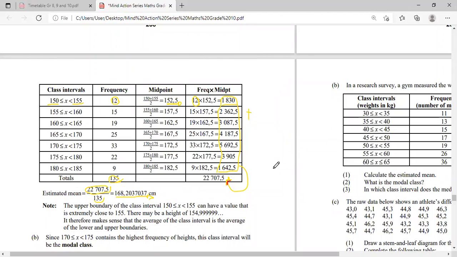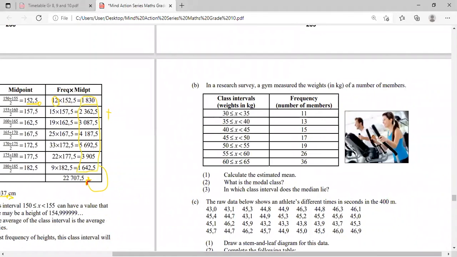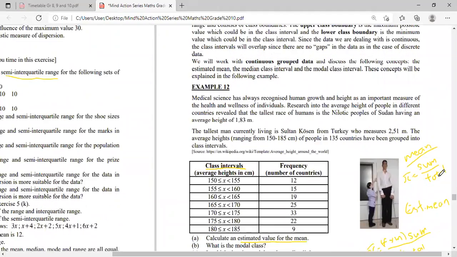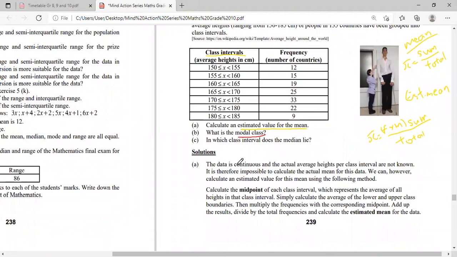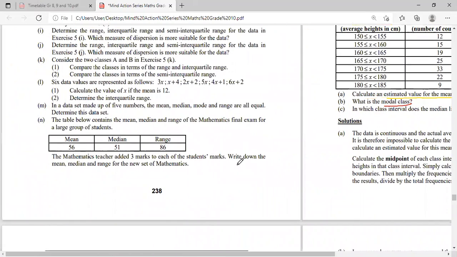I'm going to move to modal class. Under modal class, I'm going to emphasize this part. The modal class. If we remember well, the mode is the most appearing term.